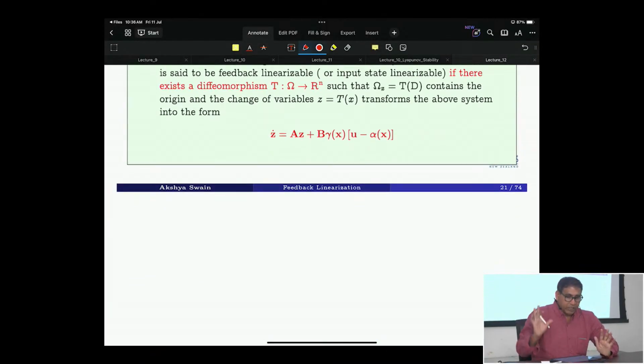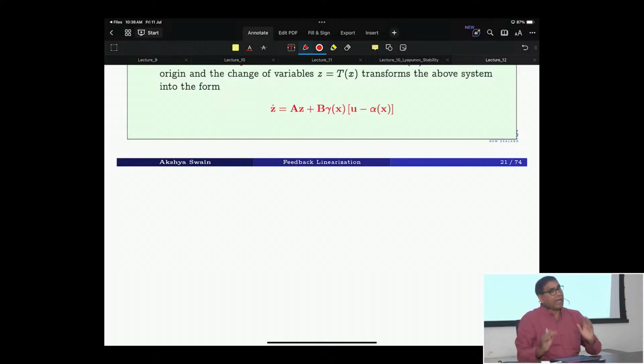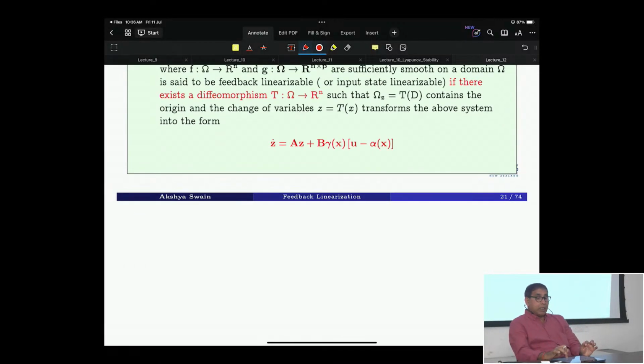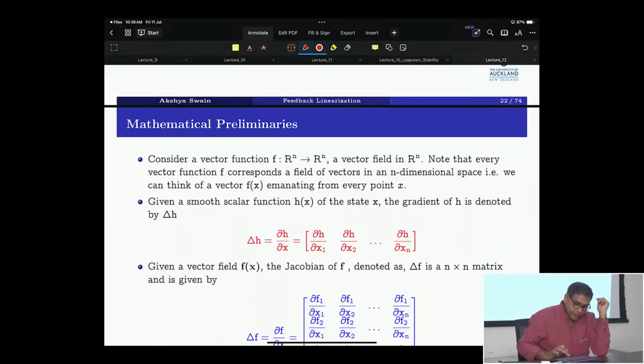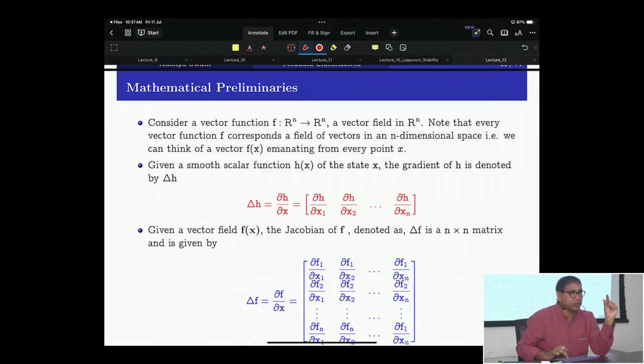So, forget about all these complications. I have a system in this form now. If it is not in this form, I have already made it into this form, then I will design a controller and cancel it. Only small mathematics, very small mathematics.